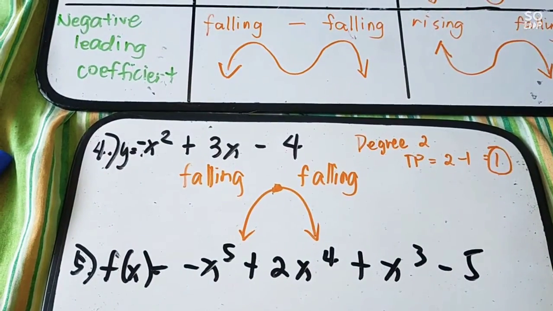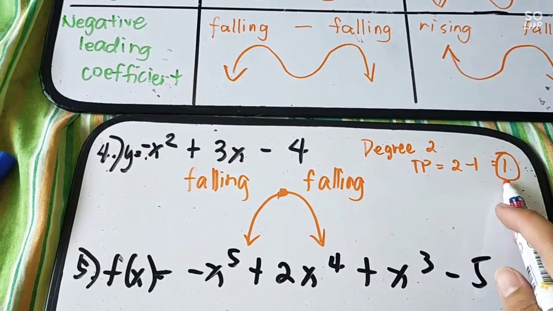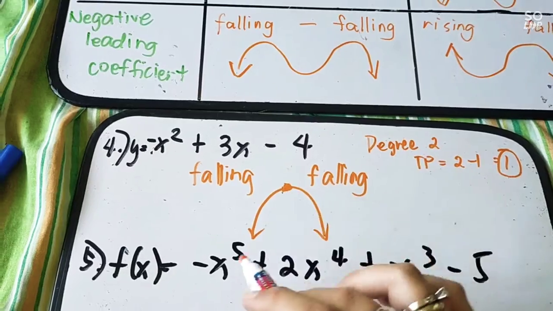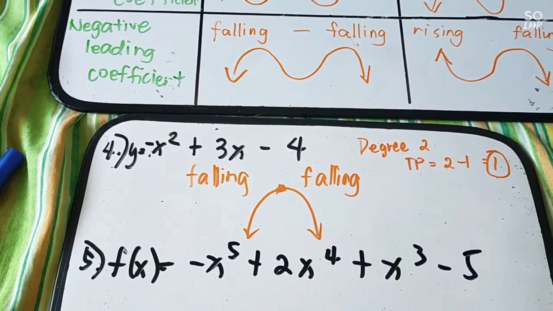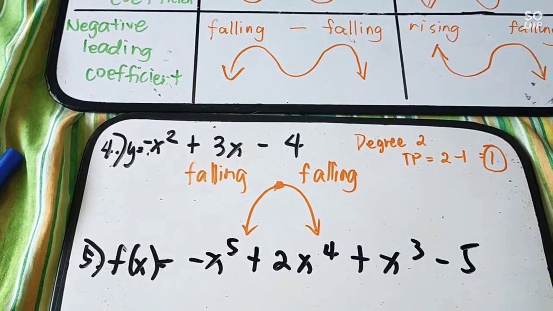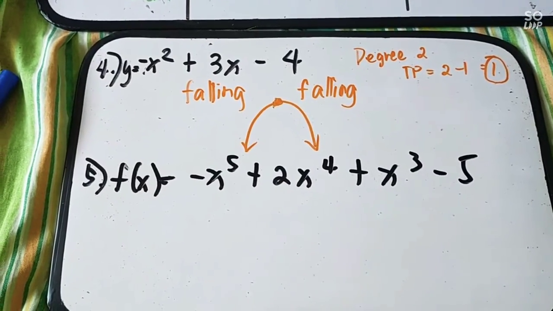Para siyang nag-fall. Okay? O, tingnan nyo. Isa lang yung turning point. So, isa lang yung ating likuan. Ang ating curve. Is it clear? Next tayo. Let us have number 5.